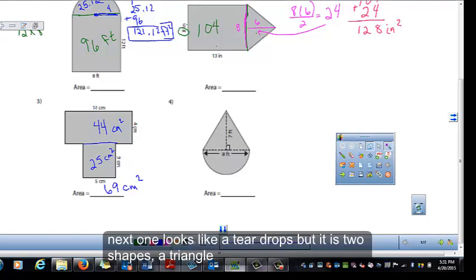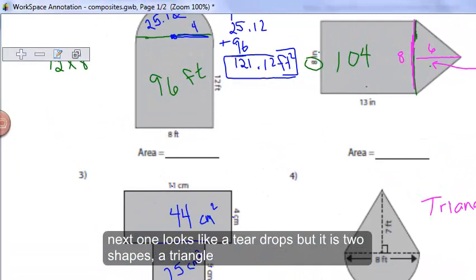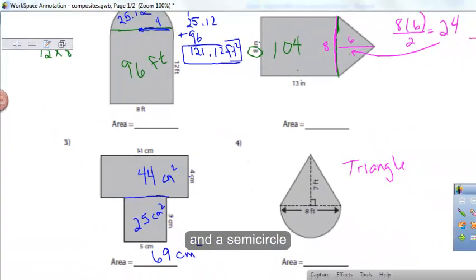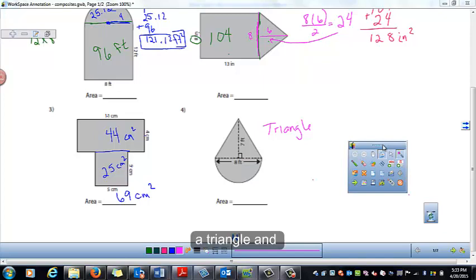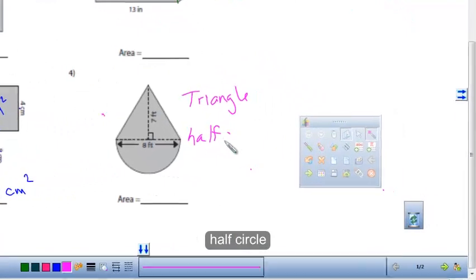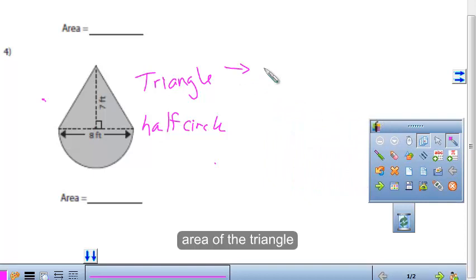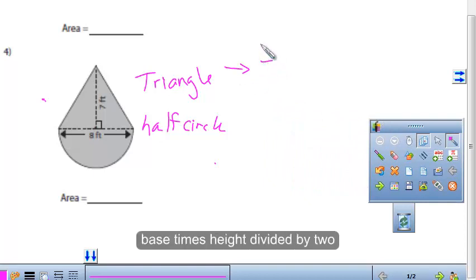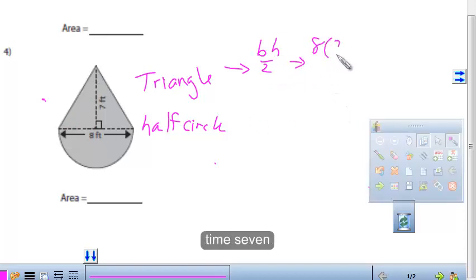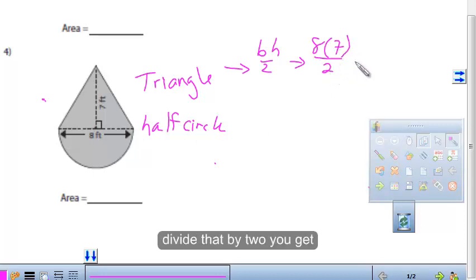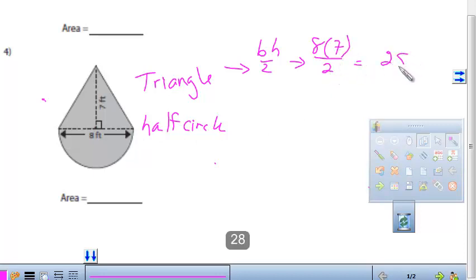This next one looks like a teardrop, but it's two shapes. It's a triangle and a semicircle. So a triangle and a half circle. The area of a triangle is base times height divided by 2. So for our triangle we have 8 times 7, and if you divide that by 2 you get 28. So our triangle is 28.